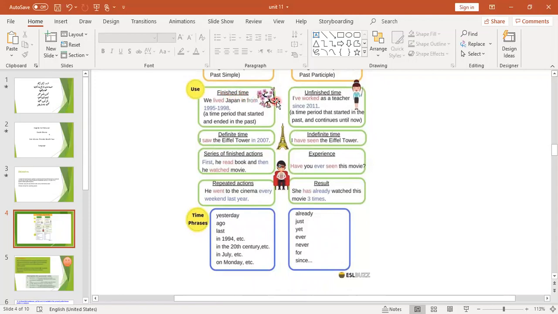On the other hand, we use the present perfect for unfinished time. The action started maybe in the past and is still continuous until now. Back to the example: we lived in Japan from 1995 to 1998. A time period that started and ended in the past. But in the second example here, concerning the present perfect, I've worked as a teacher since 2011. A time period that started in the past and continues until now.